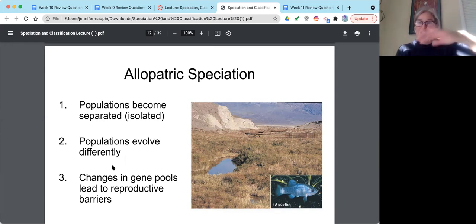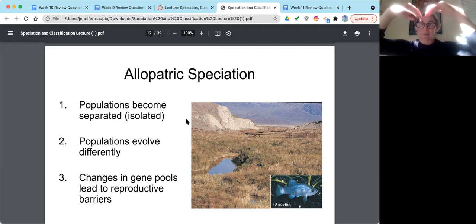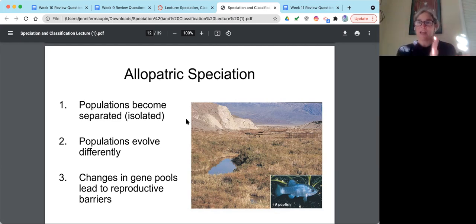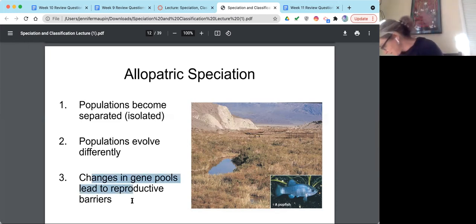And what's going to be necessary in order for speciation to take place is that they are so different from each other genetically over a certain period of time that if you put them back together in the same place, they would not be able to mate with each other and produce fertile offspring. So that's what we mean by this step 3. Changes in the gene pools lead to reproductive barriers.